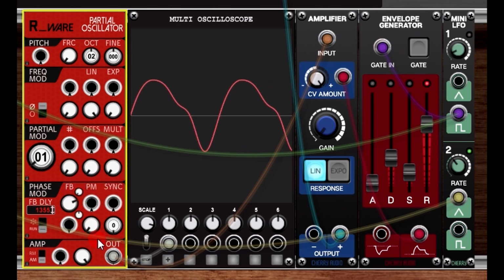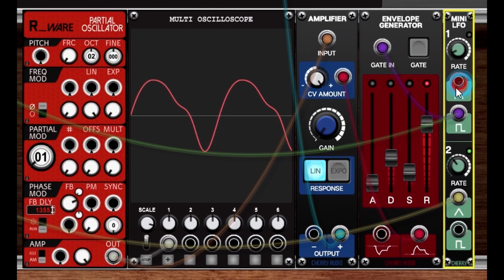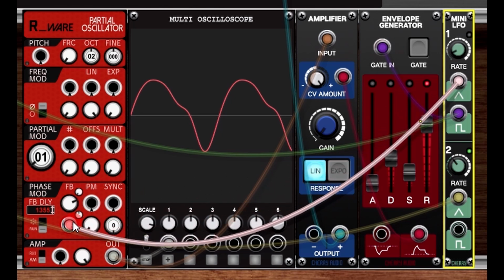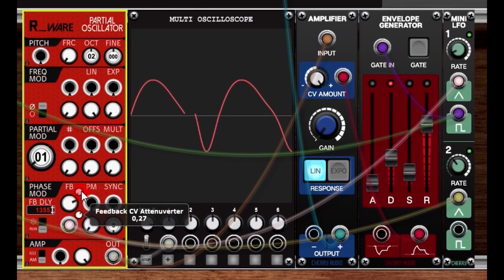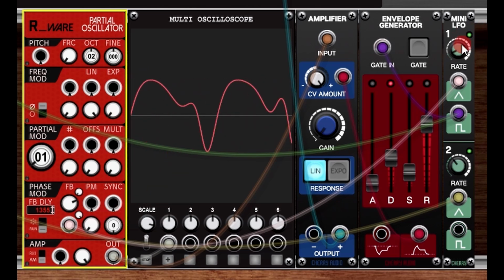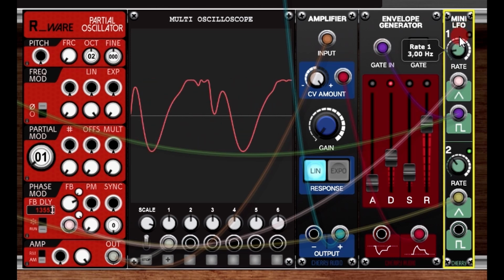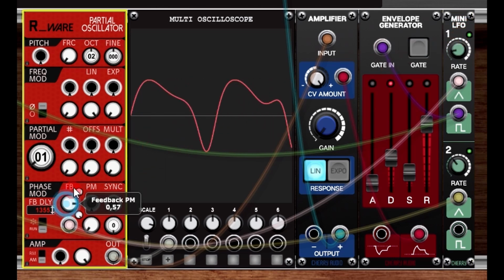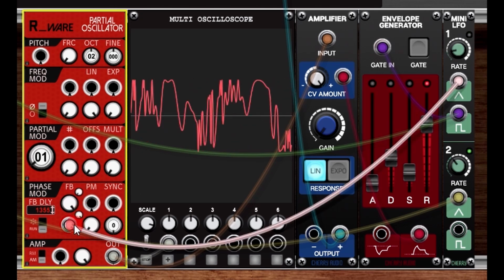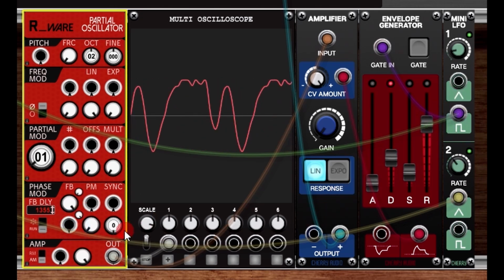We can modulate the feedback using the CV inject below here. Let me do so. Let's use this one here. And this modulation is equipped with the attenuator knob here. All right, let's remove this.